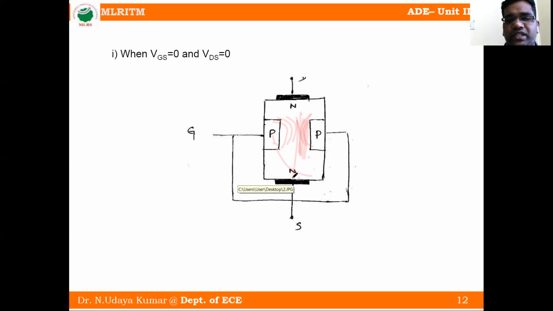When VGS is decreased from 0 to -1, -2, -3 like that, it is in reverse bias. Reverse bias means the depletion region increases. At some point of time, both are in contact with each other. That point we call the pinch off voltage, VGS off.